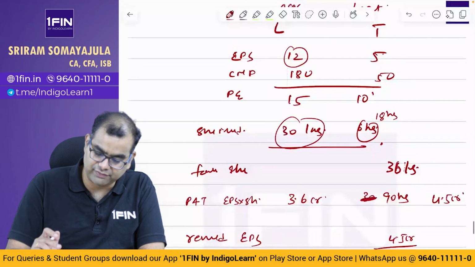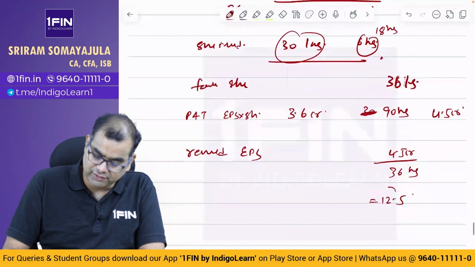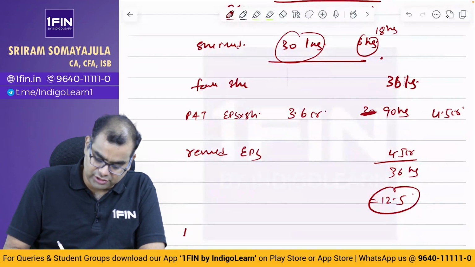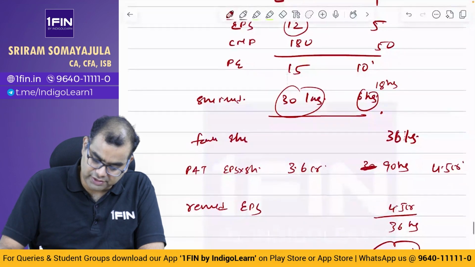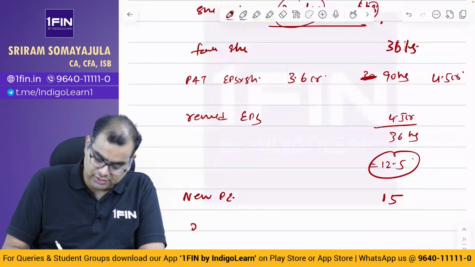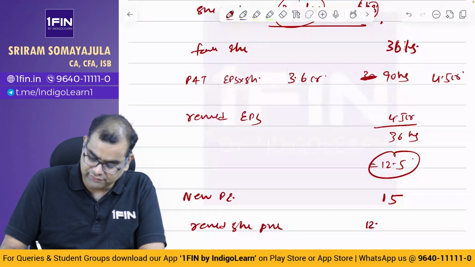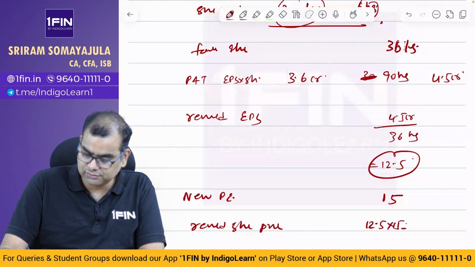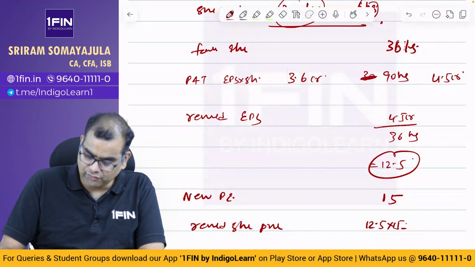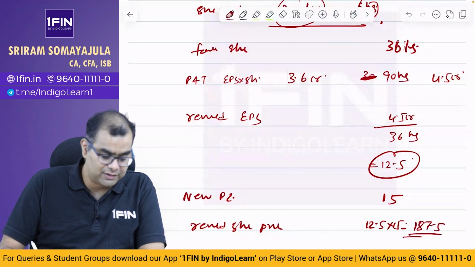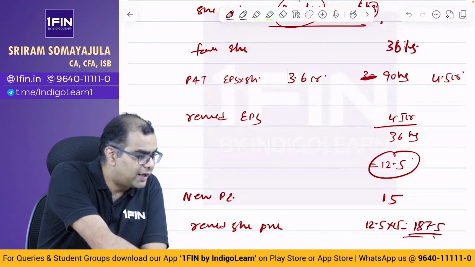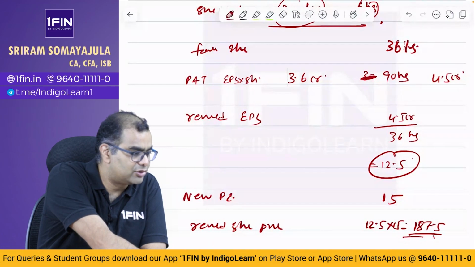Original was what? 12 and 5. Now you got 12.5. Now revised EPS is 12.5. New PE is how much? PE will take 15. Revised share price is equal to 12.5 into 15. You get 187.5. Now what is the very specific question? Calculate the gain from acquisition. That's all. They didn't get into the details of anything else. So you have to simply take this value only. Right.